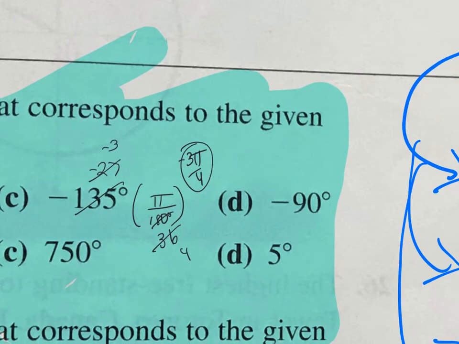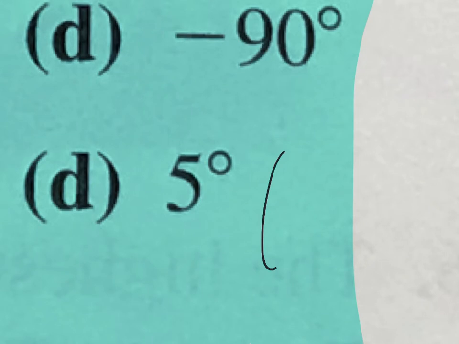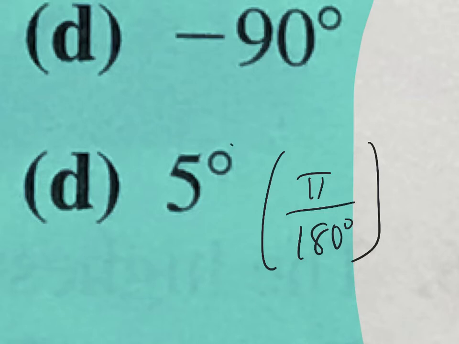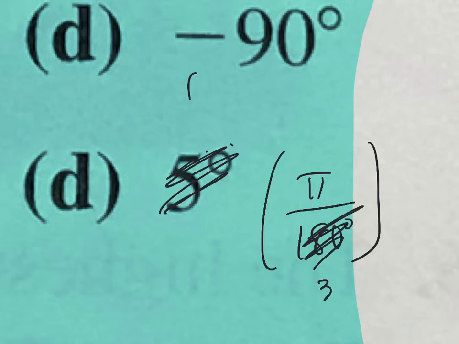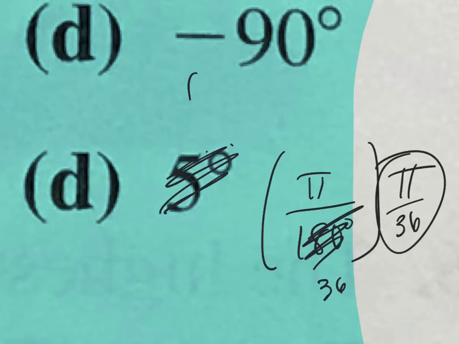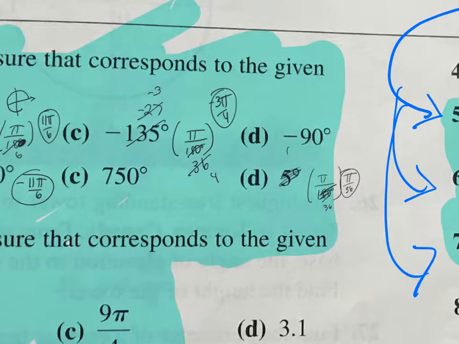Any questions? If I did 5, right, 180 goes on the bottom, pi on top. What happens? 5 goes into 5 how many times? Once. 5 goes into 180 how many times? 36. So my answer is pi over 36. This should be fairly easy, guys.